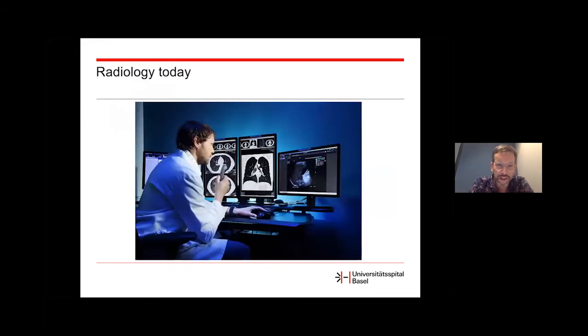So for those of you who are not radiologists, I just wanted to quickly show you, on this image, a typical radiologist looking at CT images. Basically what he does is look at them and then transform all these gigabytes of data into a kilobyte unstructured text file.